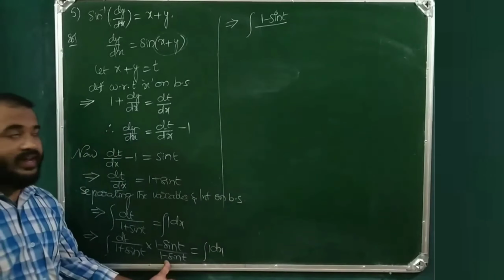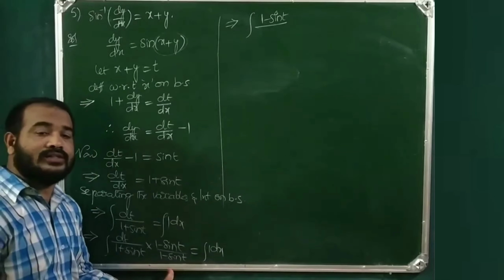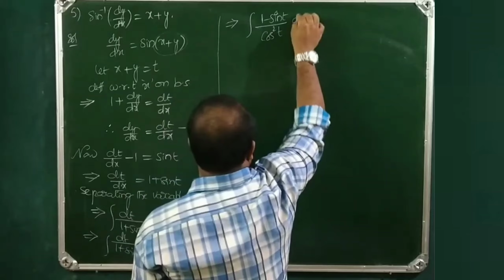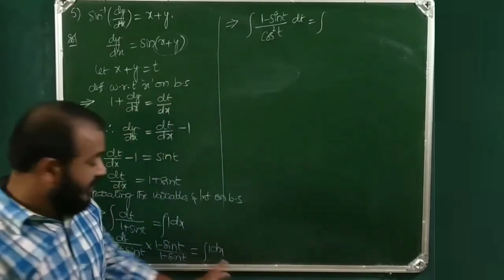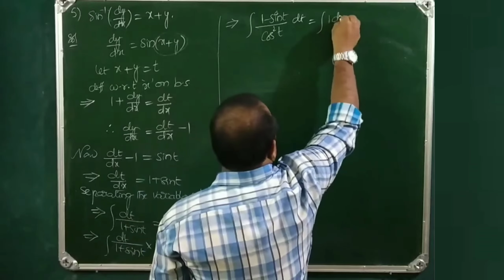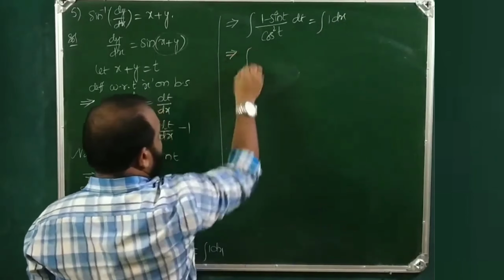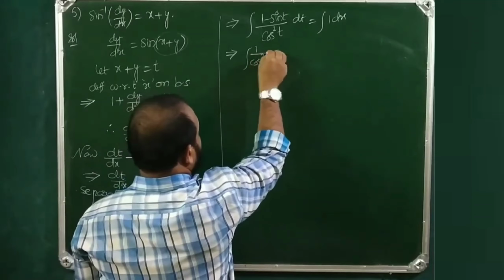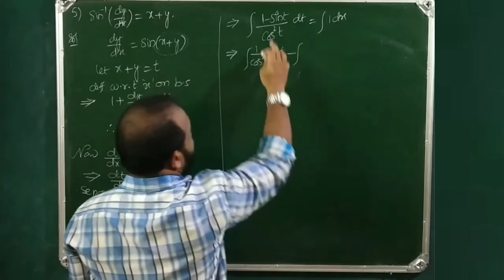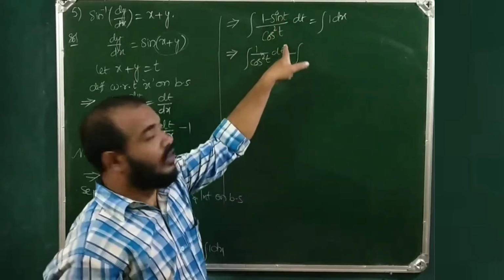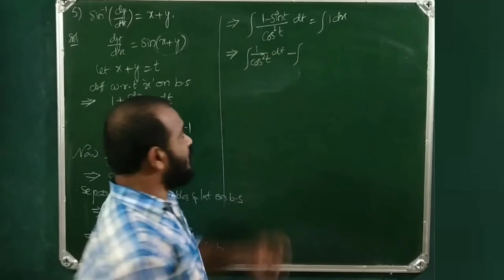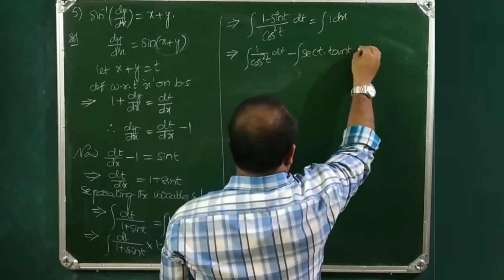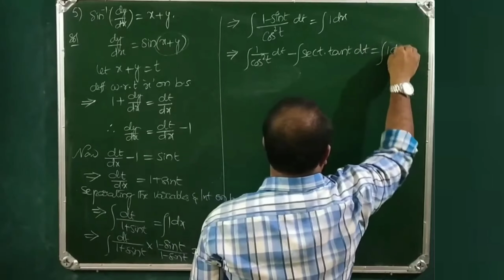So 1 minus sine square t. 1 minus sine square t is cos square t. Cos square t dt is equal to the integral of 1 dx. This is equal to 1 by cos square t dt, minus sine by cos is tan, 1 by cos is secant. So secant t tan t dt is equal to the integral of 1 dx.